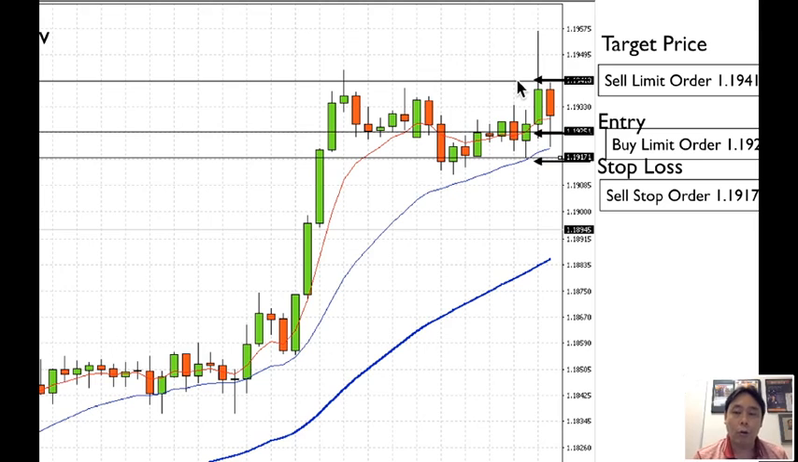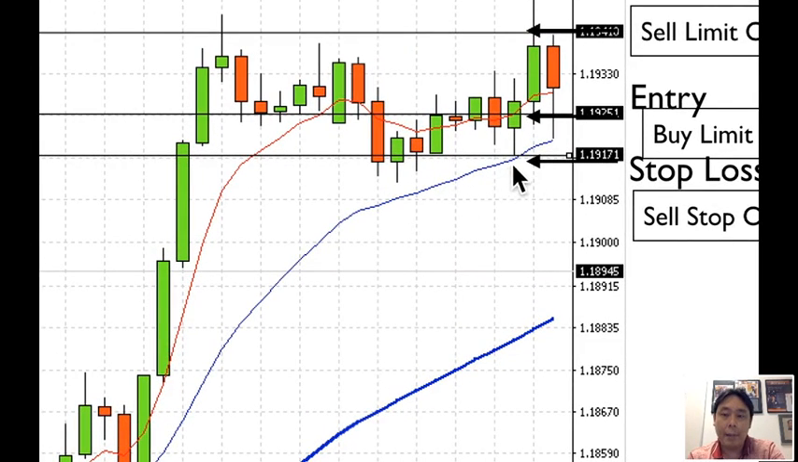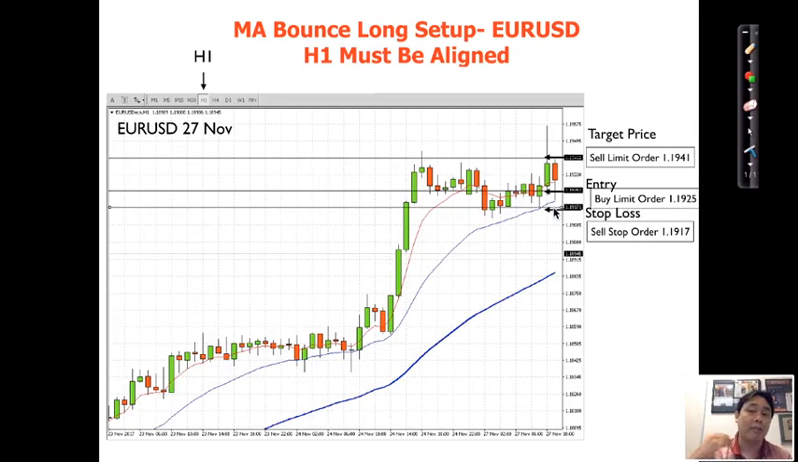And you can see also from the hourly candles, the 18 EMA, which is this blue line, is a support level. Can you see it's been supported? And you can see again, my stop loss is below that support level. So that again gives me more confidence.